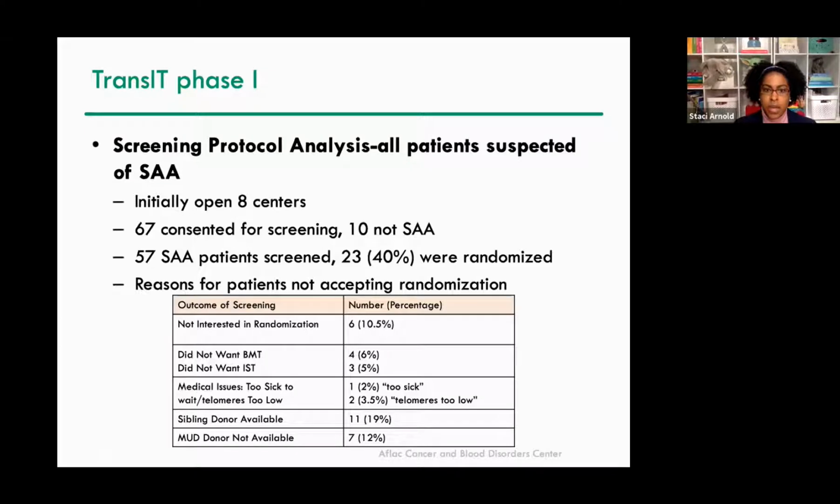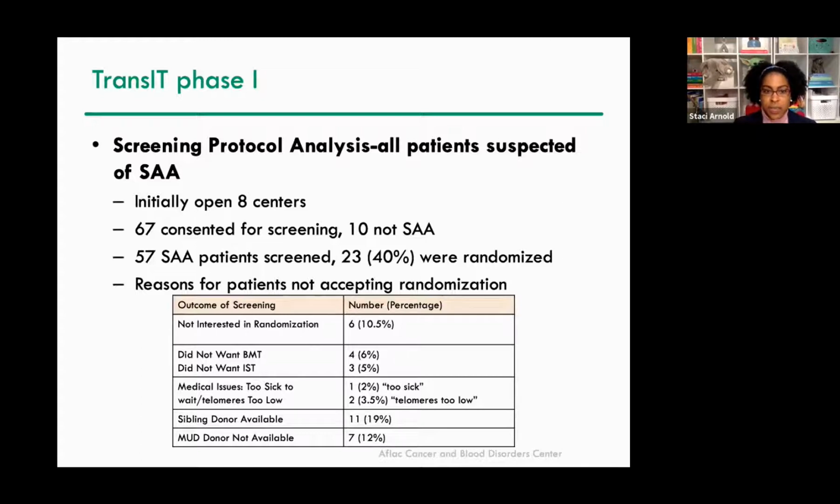to see if we could actually screen patients for inherited bone marrow failures that were causing their aplastic anemia, and identify a donor in a suitable time period to then get them to transplant. And also to investigate, would patients and families be willing to randomize to the different treatments. So the study was initially open at just 8 centers.